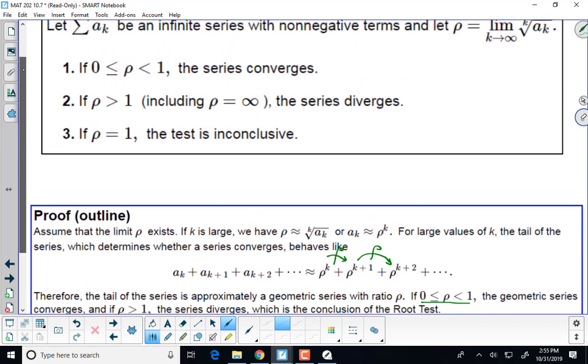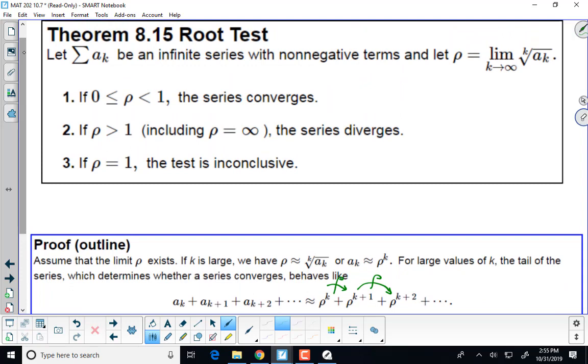So it's very similar to the ratio test. When you do this, if this limit is rho, then you raise both sides to the kth power, which means a sub k is about equal to rho to the k for large k.